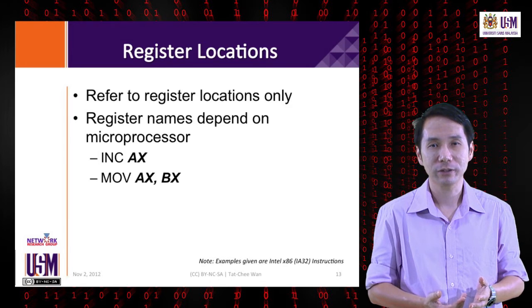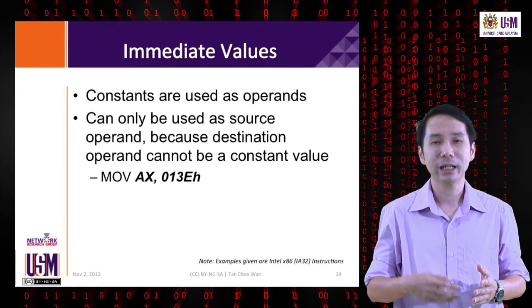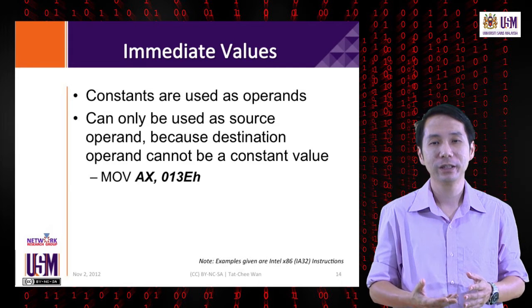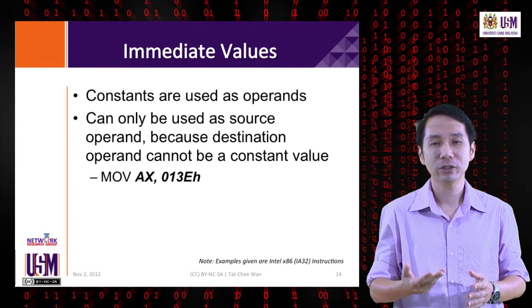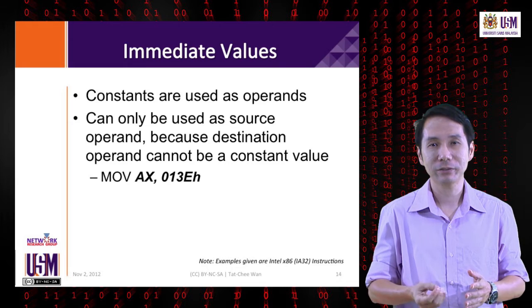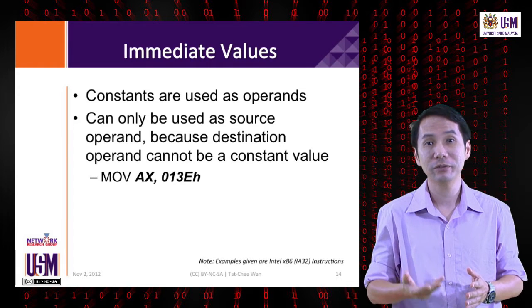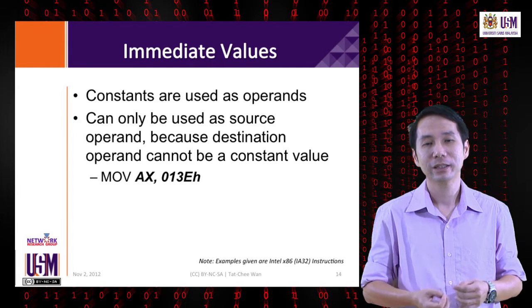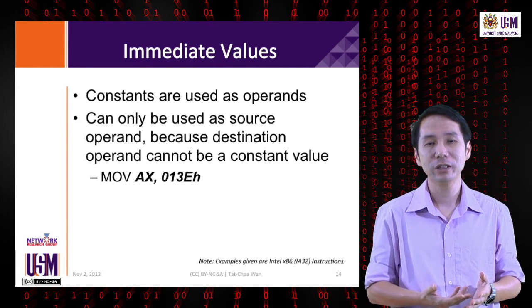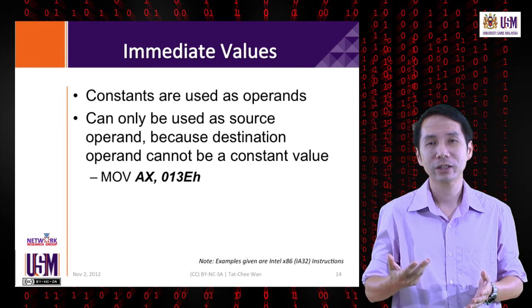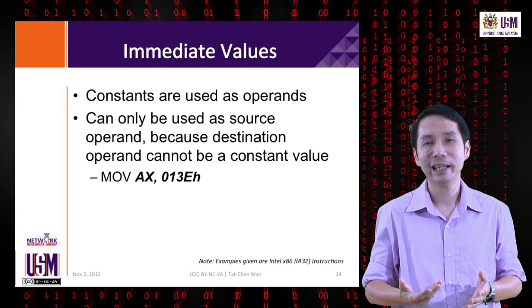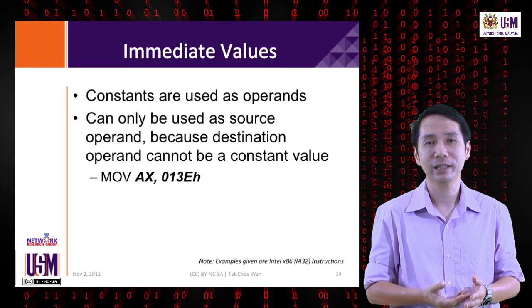Another type of operand are constants or immediate values. They are used as operands in order to initialize or set a register to a known value. They can only be used as a source operand because we cannot modify a constant value, by definition. An example of this is the move instruction using the constant value 13E hex into the register AX.